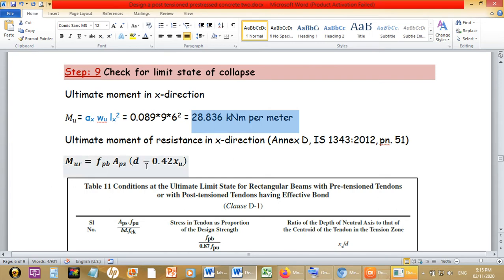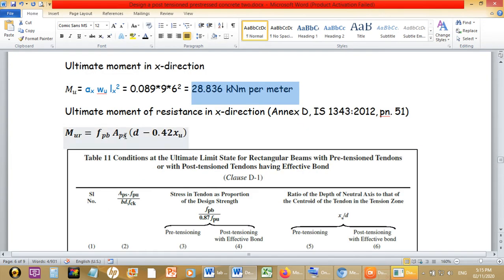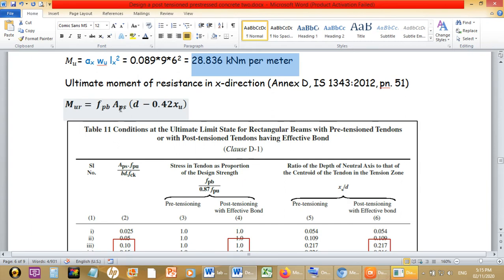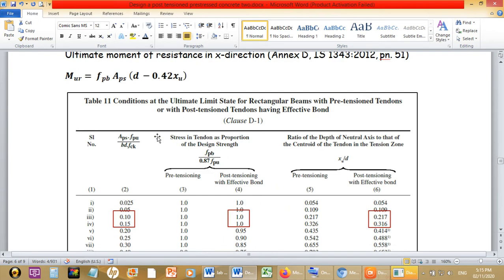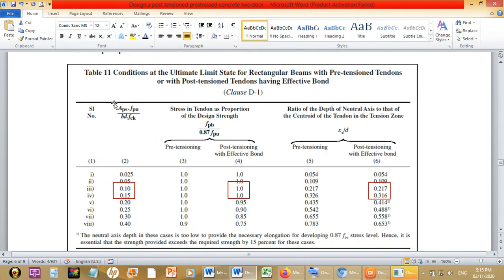So this is the formula in the IS code. MUR, that is ultimate moment of resistance, is equal to FPB into APS into bracket D minus 0.42 XU. Now see here, to get this value of FPB, APS, XU, we are going to follow the table 11. So this is the part of IS code. Directly I have taken it from the IS 1343 table 11.